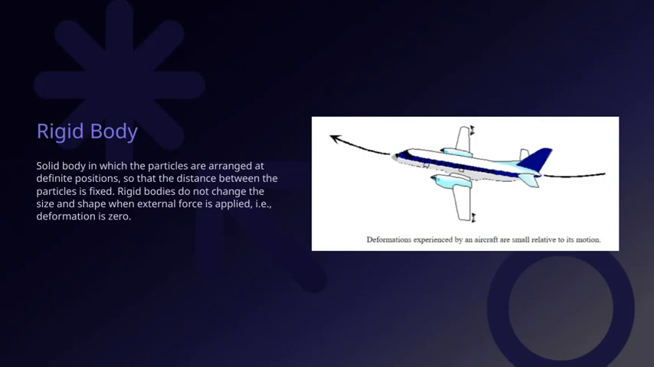A solid body is essentially a material where the particles are arranged at definite positions. This means that the particles are fixed relative to each other, maintaining a consistent distance between them. Because of this, the size and shape of a rigid body do not change when external forces are applied. In other words, a rigid body does not undergo deformation. It remains unchanged under external influences.